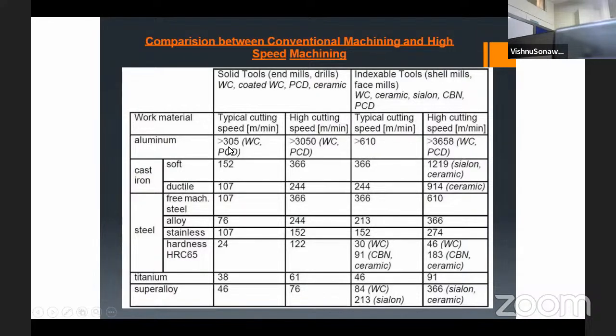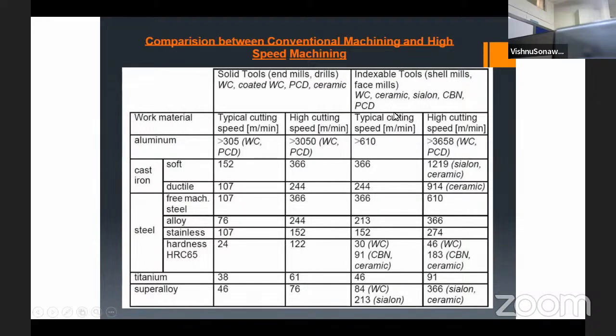It will be obtained in aluminum, and the minimum cutting speed will be obtained for the tough, hard, high-hardness material, that is 46 meters per minute. This is a most important example, a typical cutting speed. And the high cutting speed for aluminum is 3050 meters per minute. The maximum cutting speed will be obtained for tungsten carbide or polycrystalline material. But in super alloys, hard material, it is 76 meters per minute. This is the main example.